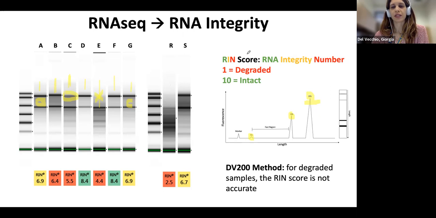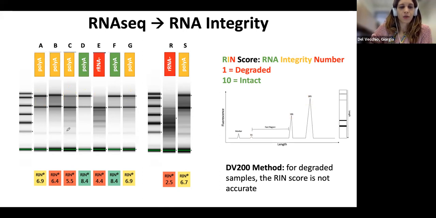So the RIN score is a good reference for medium to high quality RNA, but it's not really reliable when the RIN score is below 5. Okay, when the RNA is really degraded, the RIN score is not that accurate. You need to look at whether that specific sample can be processed for an NGS experiment.